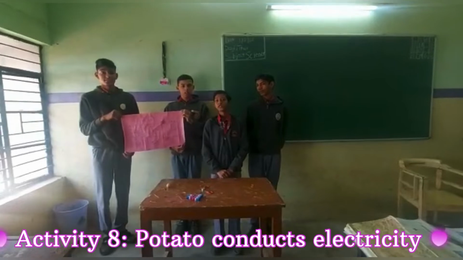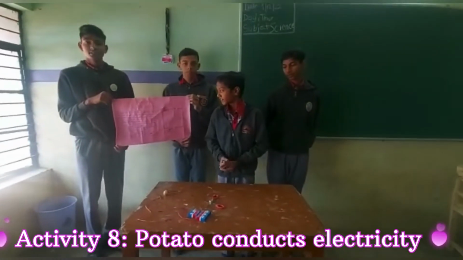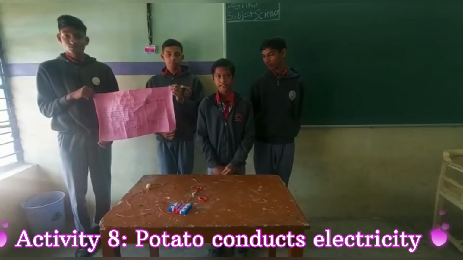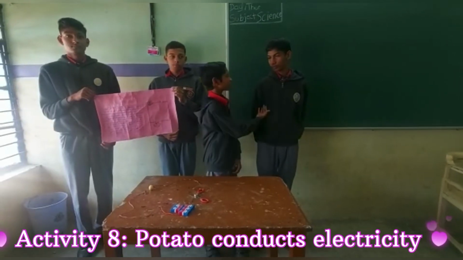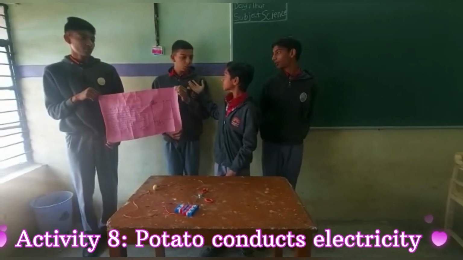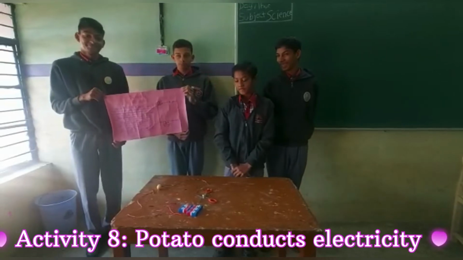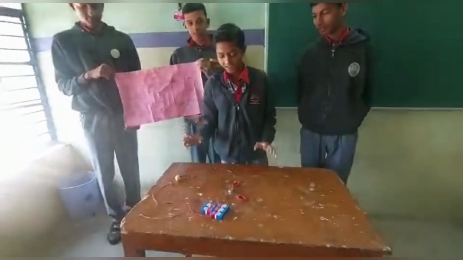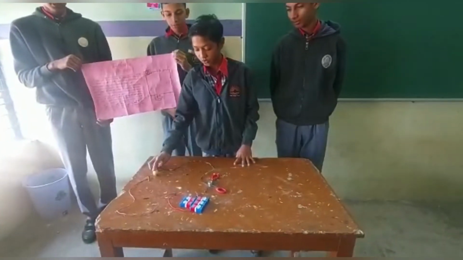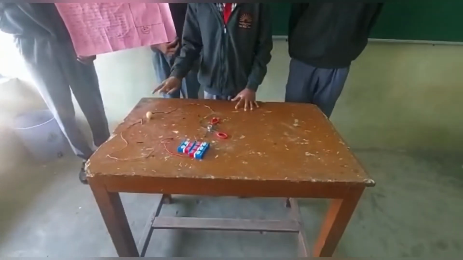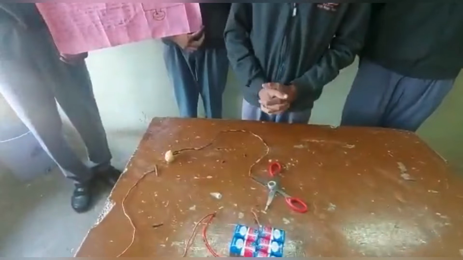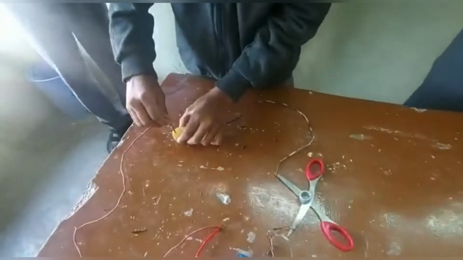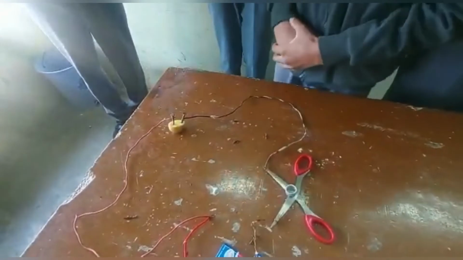Good morning, everyone. Today we are showing an activity in which we test that potato conducts electricity, with my group members Ayush and Ashish. So in this activity, first of all we have cut a potato into two halves. Then we have taken one piece of cut potato and inserted two iron nails in it, as you can see. Insert the second one also. Like this.